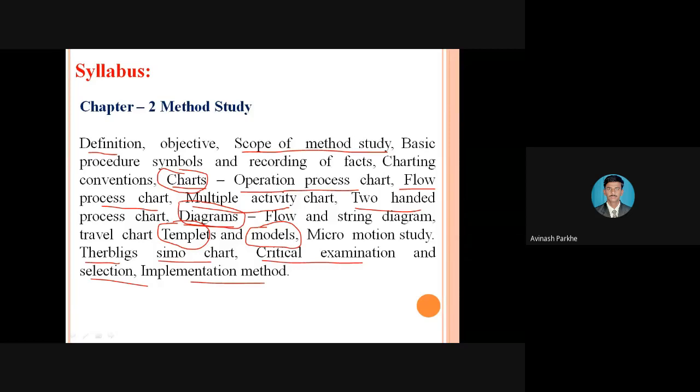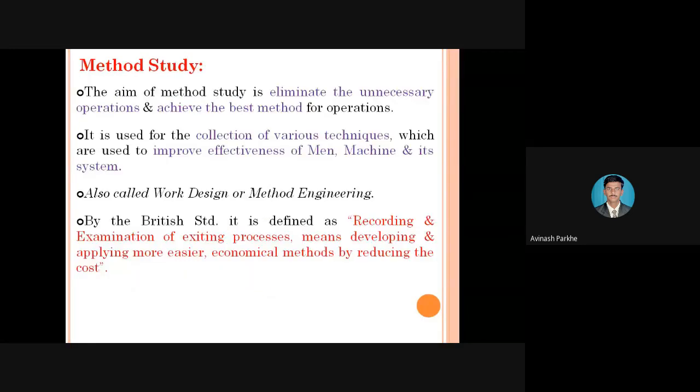Those recording techniques we have to study in this chapter, that is method study. If we start one by one through these recording techniques, at that time you can easily understand what is the use of each chart, diagram, template, model, straight line diagram, etc. Okay, so this is the overall content or syllabus of this chapter number 2, which is called method study. Now we'll start with the introduction once again.